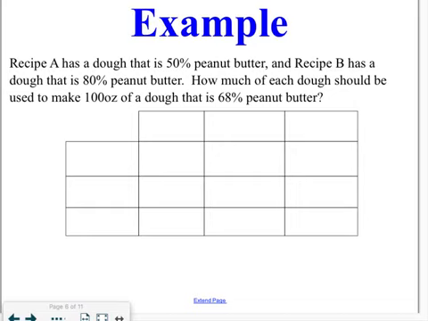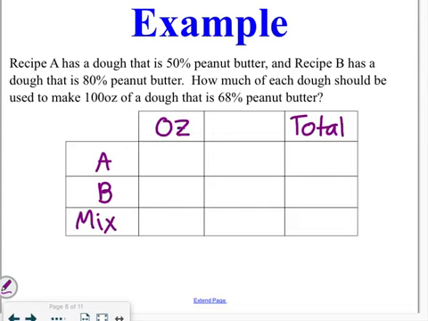So, again, we need to set it up. That bottom part is always going to stay as mix, and your final column over here is always going to be total. The two things that we're combining this time are recipe A and recipe B, and the measurements or the units that they give us is ounces, so how much dough, and percent. So it tells us that we have recipe A is 50% peanut butter, recipe B is 80% peanut butter, and their mixture has to be 68% peanut butter.